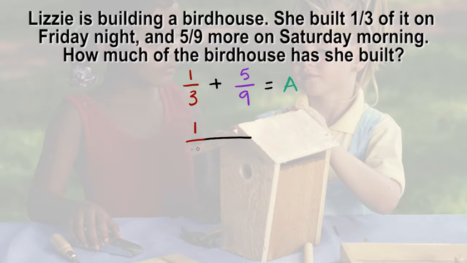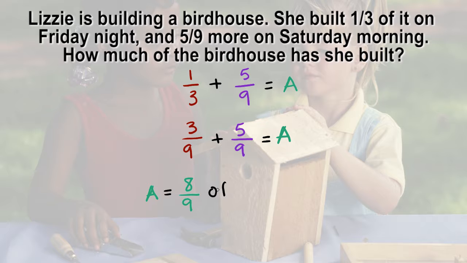Both digits in the fraction 1/3 need to be multiplied by 3 to get the common denominator of 9. 1 times 3 equals 3, and 3 times 3 equals 9. 3/9 is equivalent to 1/3. The equivalent equation now reads 3/9 plus 5/9 equals A. A equals 8/9 of the birdhouse has been built.